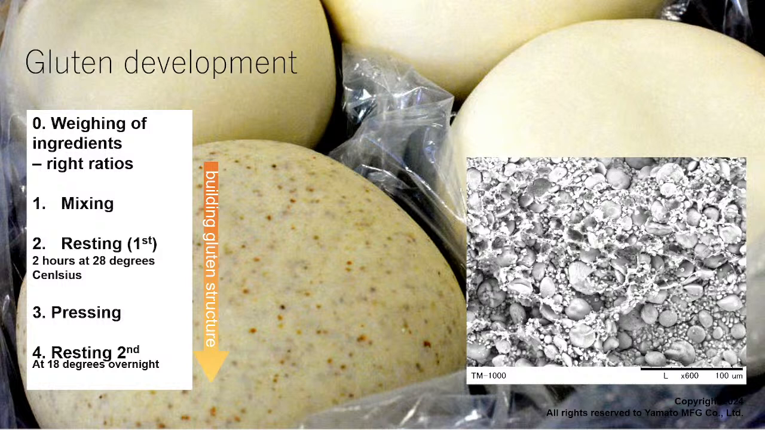Grams, kilograms. For those of you watching from the United States, pounds, ounces. These are very important to get precision in measurements. And the mixing process is very important too. Then the first resting, then pressing, or working the dough, and then the second resting. We're going to get into the details of each process.